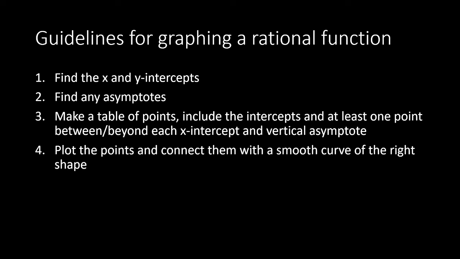These are the guidelines for graphing a rational function. Find the x and y intercepts. Find any asymptotes if there are any. Make a table of points, including the x-intercept, and at least one point between or beyond each x-intercept and vertical asymptote. Plot the points and connect them with a smooth curve of the right shape.